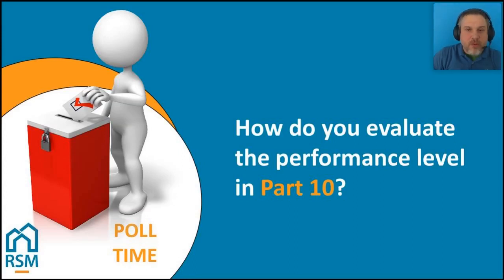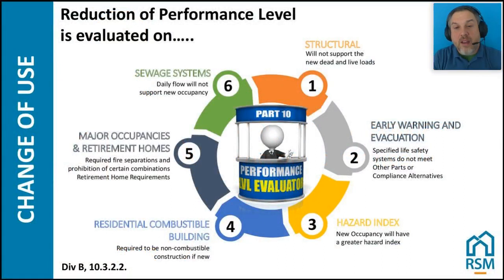When we're evaluating a performance level, it's determined by the code. It's not determined by your gut. It's not determined by your feelings. If you look at a particular issue and you say to yourself, well, I don't really think that's the same performance level, that's really not the purpose of this evaluation. The evaluation is very specific in Part 10 where it tells you where there is a reduction in performance level. So when you're in Part 10 and you're going through, you have to go through the list of items to determine whether or not there is a reduction in performance level.